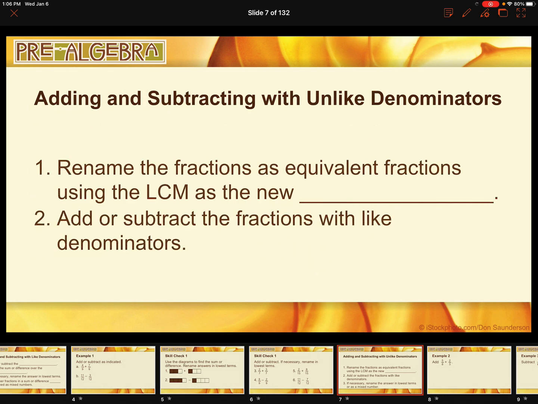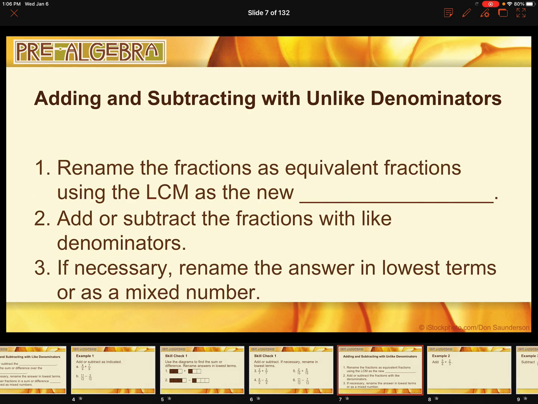Now here's our second situation. What if we have things with unlike denominators? First, you're going to rename the fractions as equivalent fractions using the LCM, the least common multiple, as the new denominator, if that's easiest for you to find. If you do not use the least common multiple, that's okay, but your numbers are just going to be bigger and maybe a little bit more difficult to deal with.